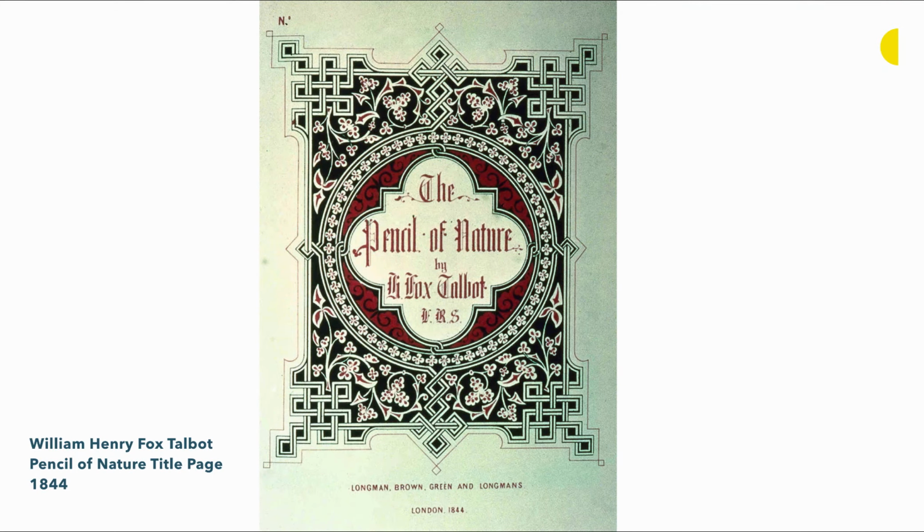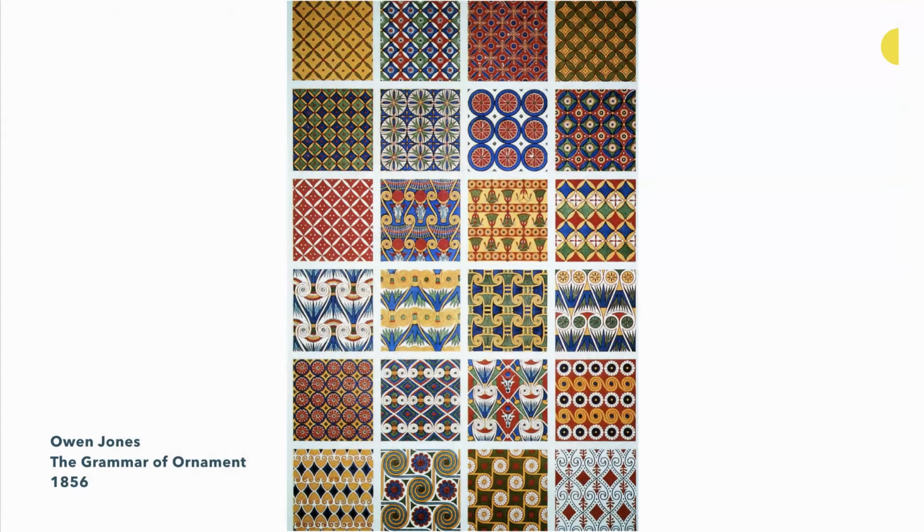Here we see a title page for The Pencil of Nature, and I think this design really demonstrates the eclectic confusion of the Victorian era. You've got medieval letter forms combined with Baroque plant designs and Celtic interlaces, creating a very dense, symmetrical design. Owen Jones' Grammar of Ornament showed patterns found in the arts and crafts of India and other regions.